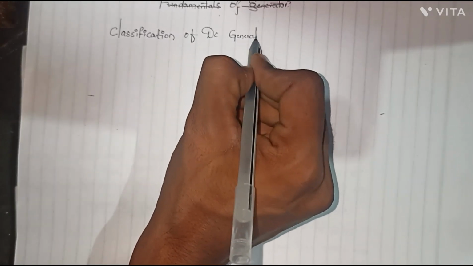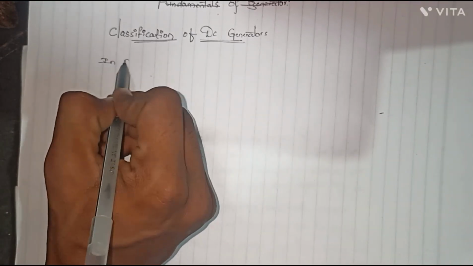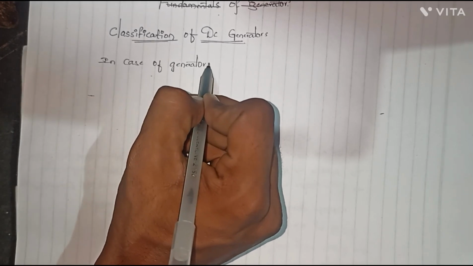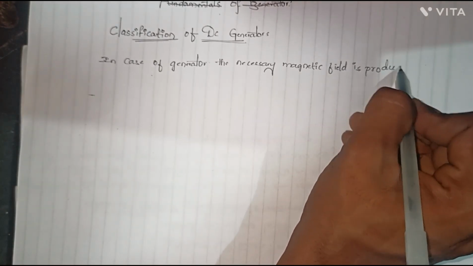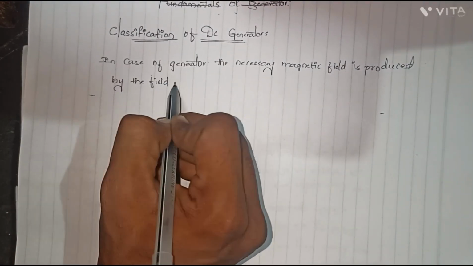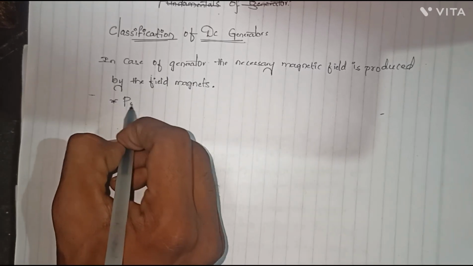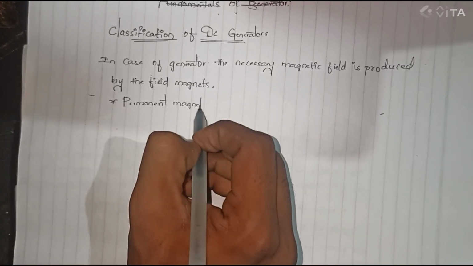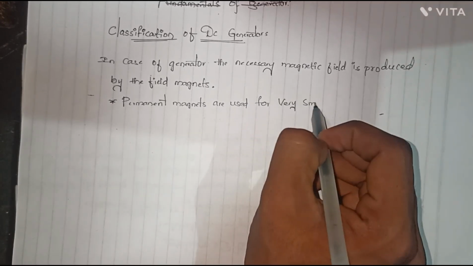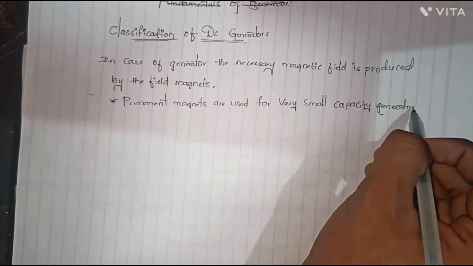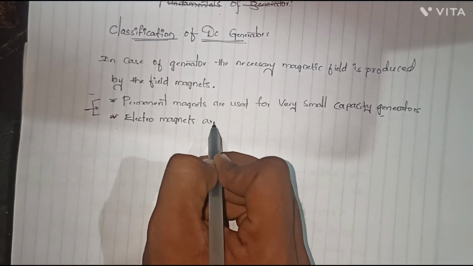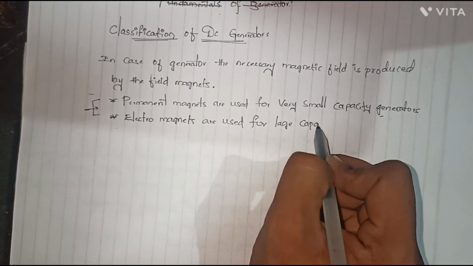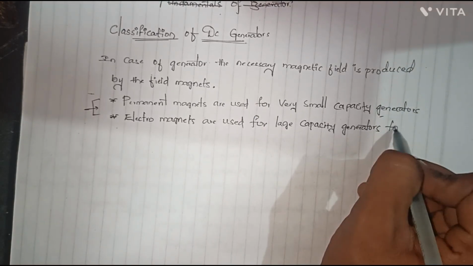Let's start the next topic, classification of DC generators. How many types it can be classified into, now we are going to discuss. In DC generators, the necessary magnetic field is produced by field magnets. Permanent magnets are used for very small capacity generators, and electromagnets are used for large capacity generators to produce magnetic flux.